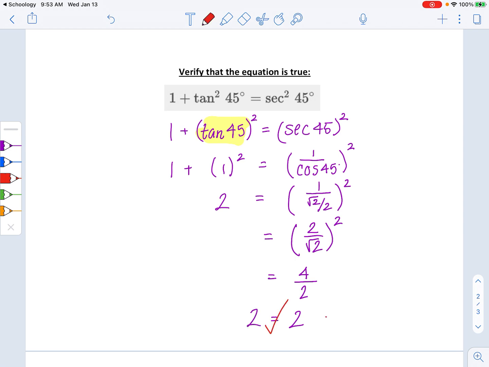Put a nice check mark, maybe even a smiley face. You showed that the equation is true. The left side equals the right side using all your trig knowledge.